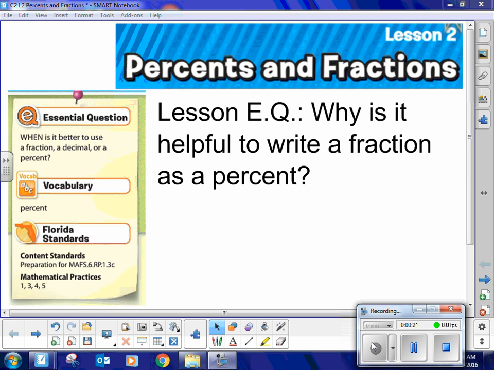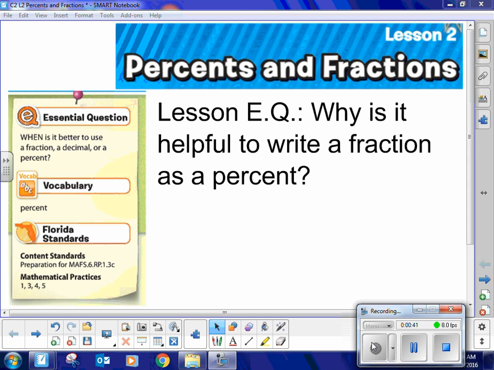All right? The essential question is, when is it better to use a fraction, a decimal, or percent? Again, we're not going to be able to answer that question quite yet because this is the first time that we're going to be able to see a comparison between fractions and percents. All right? The lesson essential question is, why is it helpful to write a fraction as a percent?